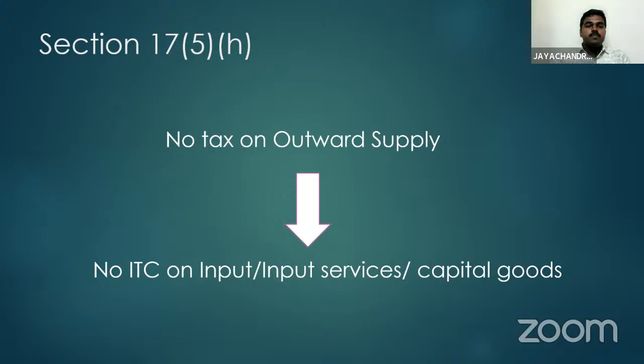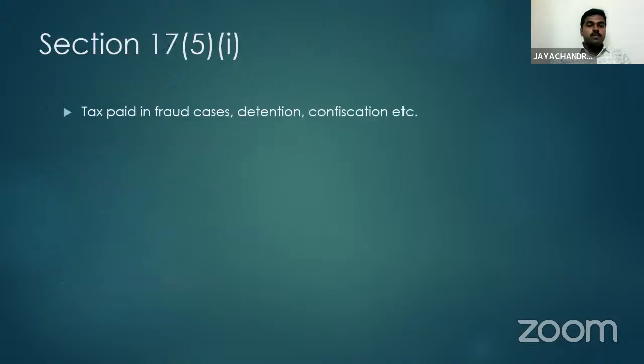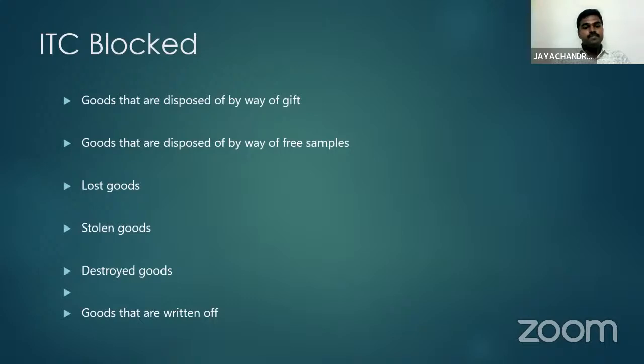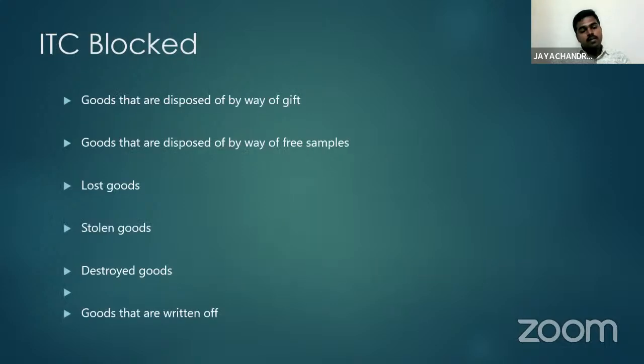Class H, section 17, subsection 5. Goods that are disposed by way of gift. Goods that are disposed by way of free sample. Say, if you are buying a gift, an item or an object or article, you would have paid the GST on that and you will avail the ITC. Why is the government giving ITC? The intention is that you will resell it, you will collect the tax from it, and you will deposit the GST collected from the ultimate consumer.